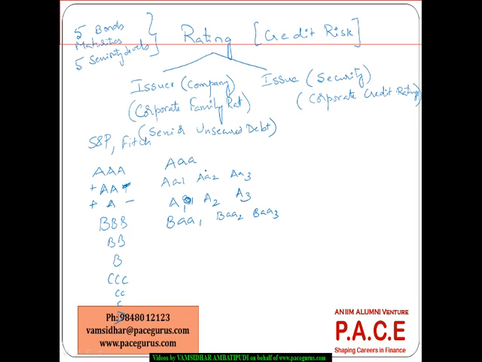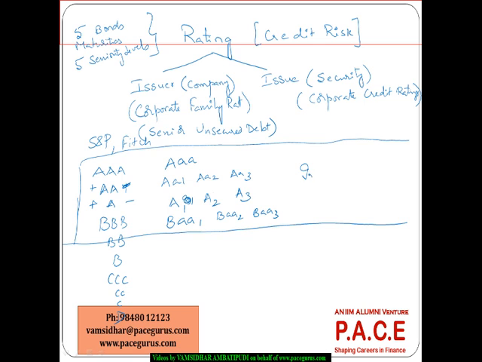And what is very much necessary for us to understand is anything from AAA up to triple B minus is called the investment grade. So a categorization comes, any rating up to this is called the investment grade.